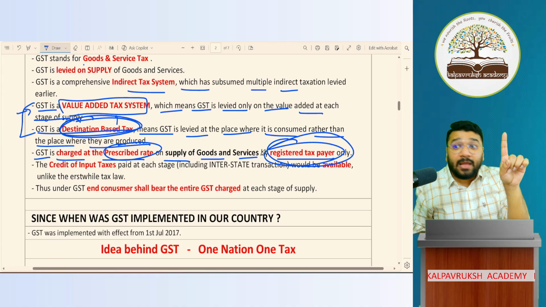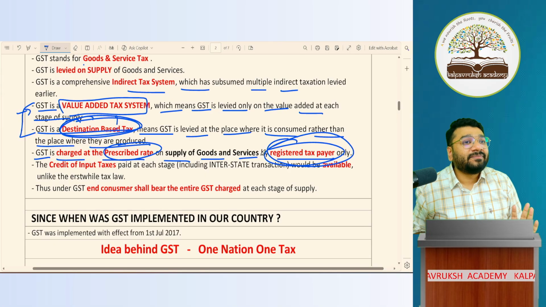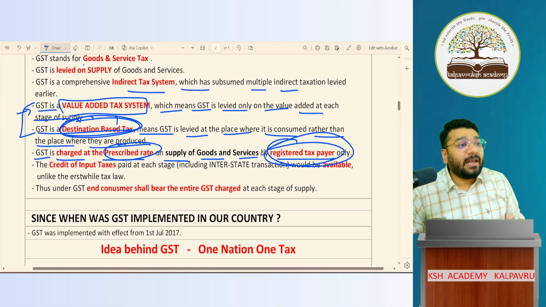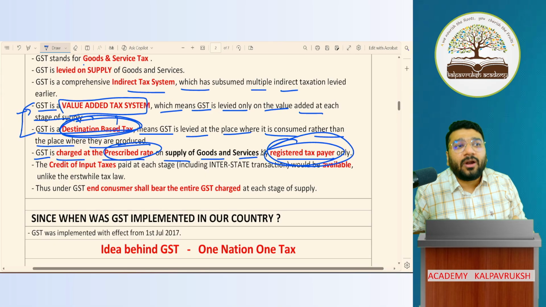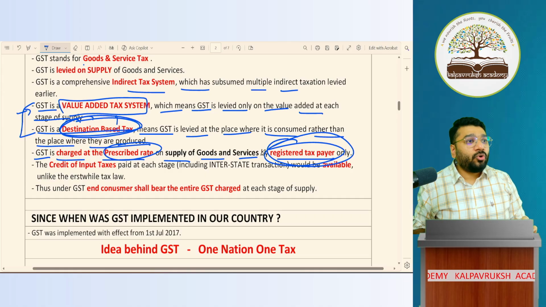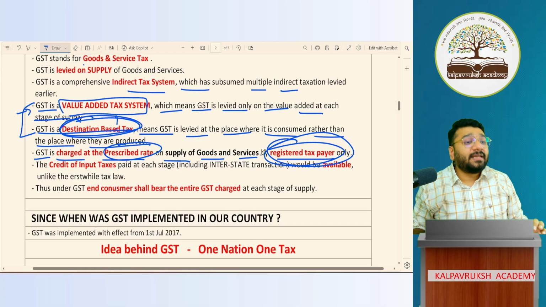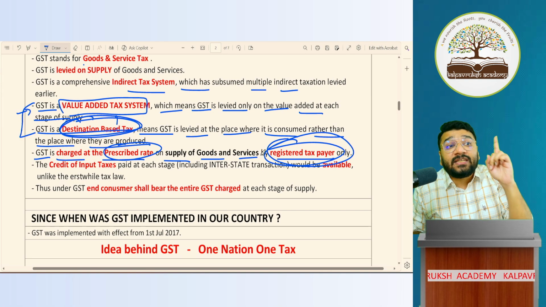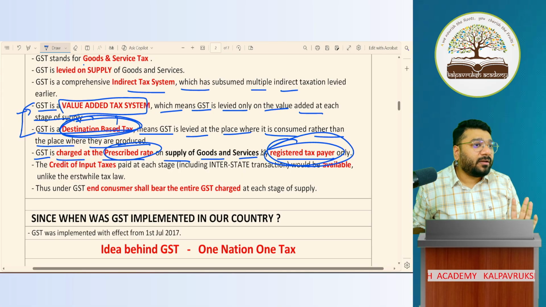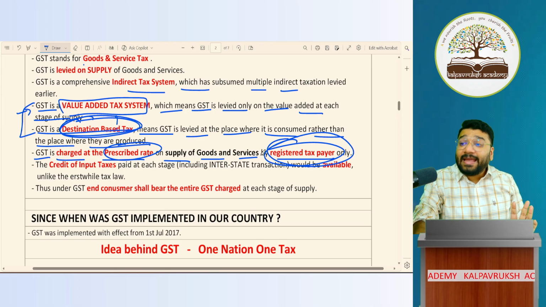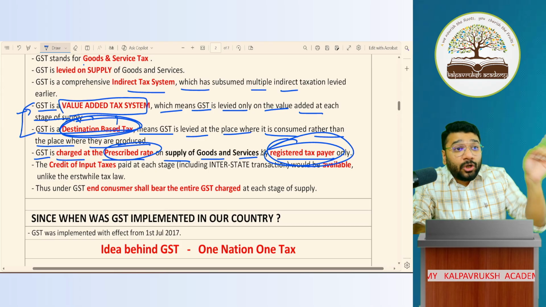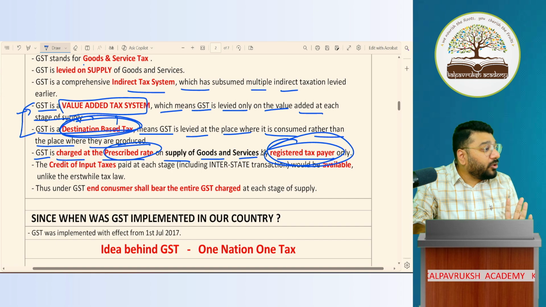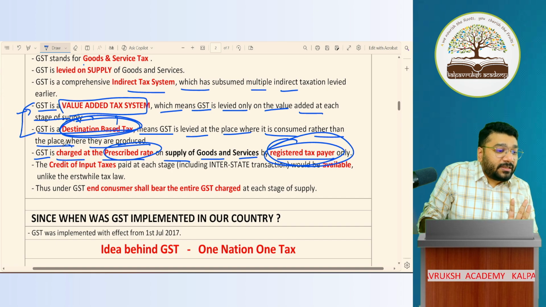It is compulsory. If you don't display it, there is a penalty. If I have collected GST but not displayed the number, there is a penalty for that. Got it? Not got it? Clear or not clear? A person who is registered under GST is called a registered taxpayer. Only a registered taxpayer is authorized to collect GST from the end customer and give it to the government. So if any person is unregistered, don't pay GST to that fellow. Charge the prescribed rate.